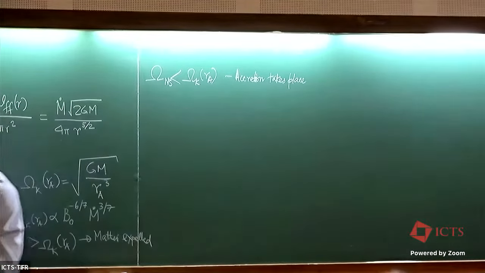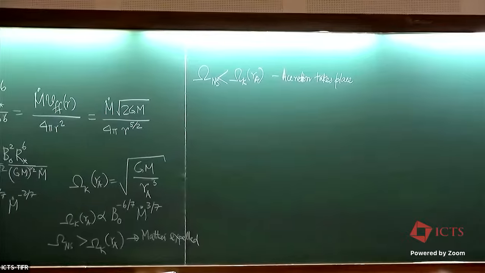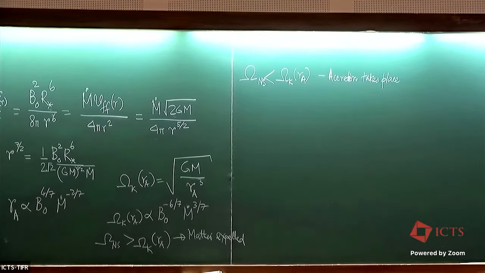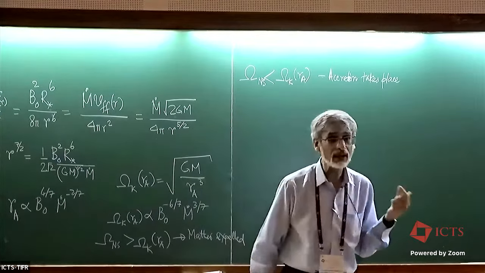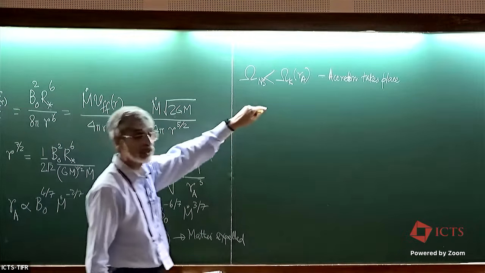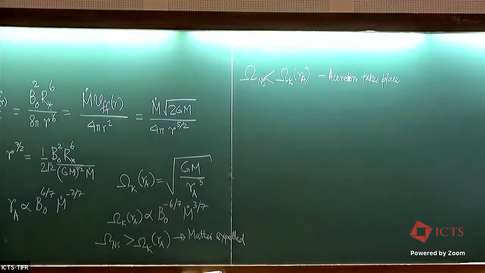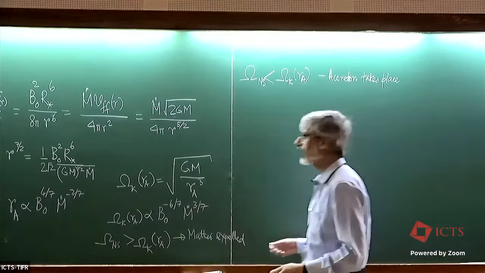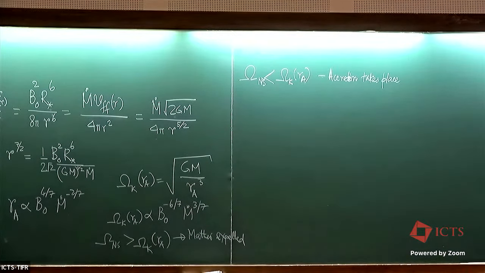But another thing happens. At the time the disk arrived here, the material had a certain amount of specific angular momentum. And that specific angular momentum is now larger than the specific angular momentum of the neutron star. Right? Angular momentum per unit mass is given simply by omega times distance. So at that distance, you now have an angular speed of the disk which is faster than the angular speed at which the neutron star is rotating.